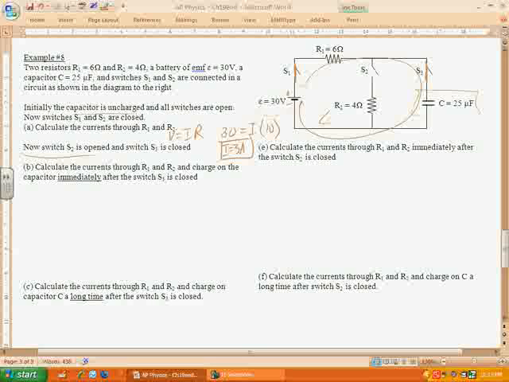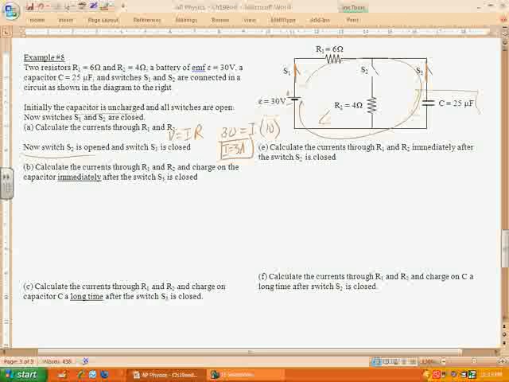Alright, so now it says calculate the currents through R1 and R2 and the charge on the capacitor immediately after the switch is closed. Well, initially there was no charge, so immediately after closing, the charge on the capacitor is still going to be 0, right? It doesn't get charged until the electrons start getting there and moving around and getting it to charge up. So that instant when S3 is closed, it's still 0.